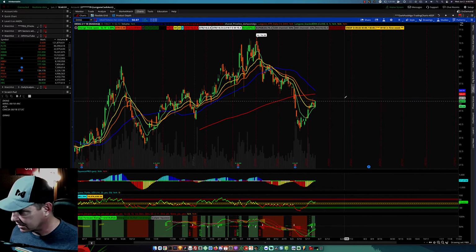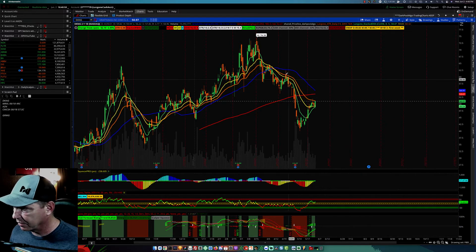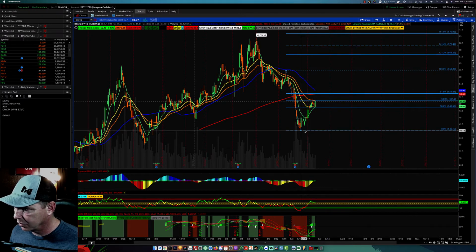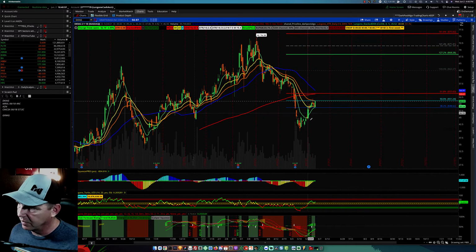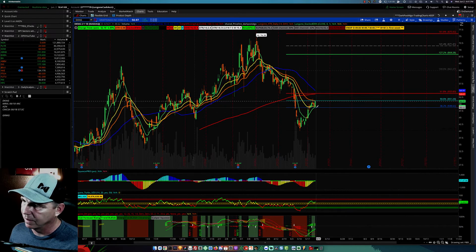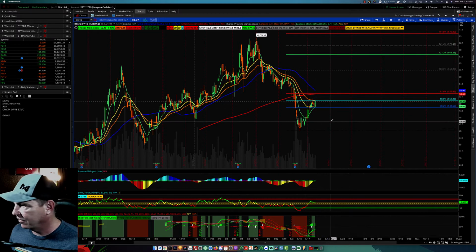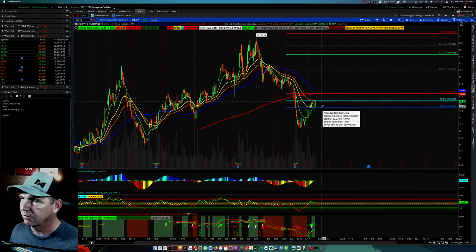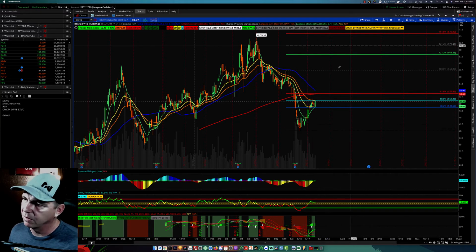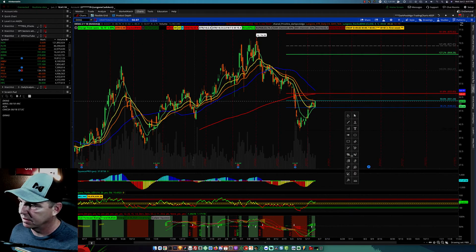With that being said, I'm going to throw some fibs on this real quick from previous high to previous low. We ran into the 50% retracement of this previous high to low, came back down and tested the 34, and we closed right at 50. So we closed above the 38.2 retracement. So this is now a new move to the upside.